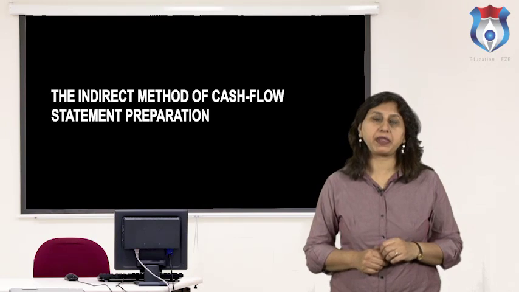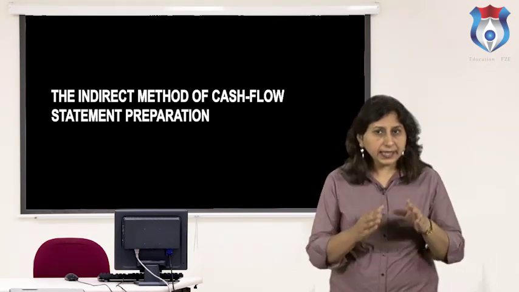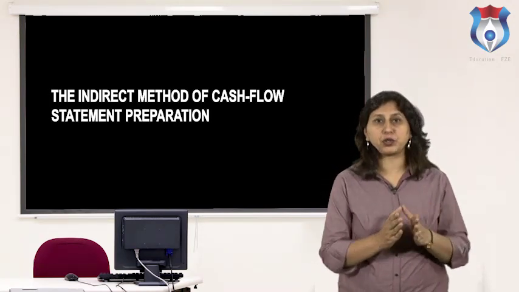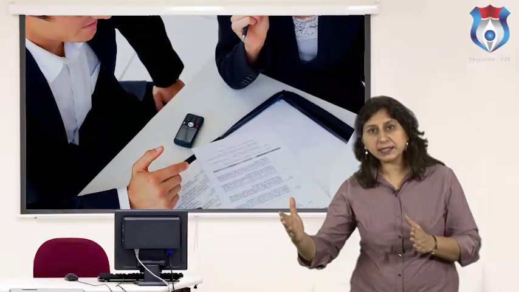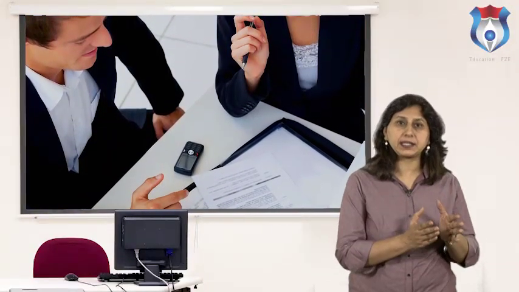The indirect method of cash flow statement preparation. The indirect method computes the end of year cash flow by adding up net income and rule items. The accountant obtains net income from the company's income statement. Rule items include all non-cash transactions.